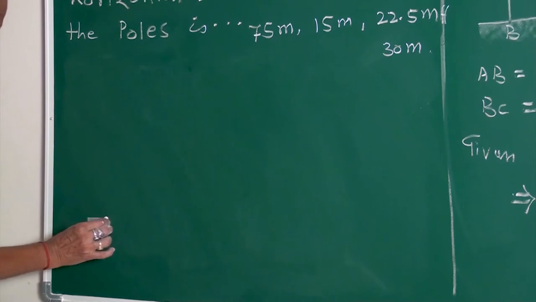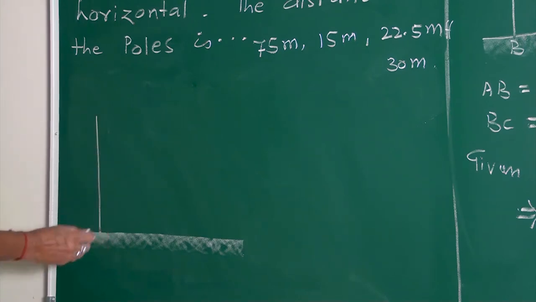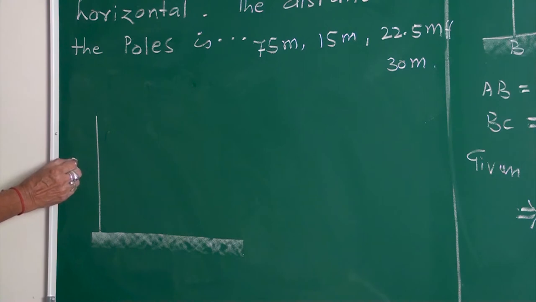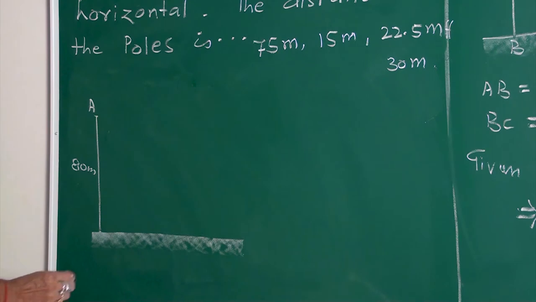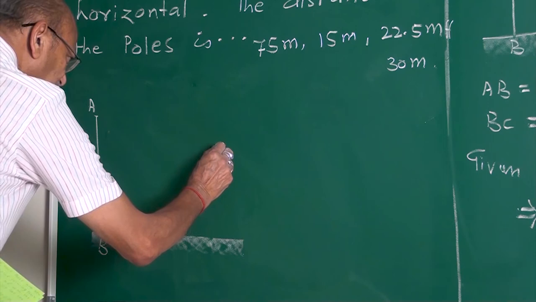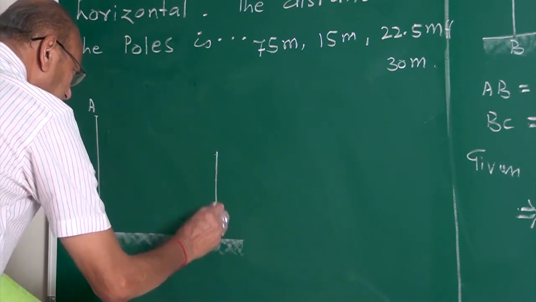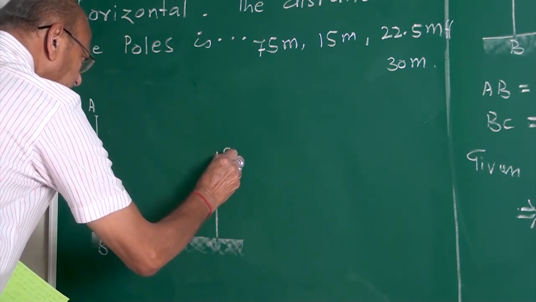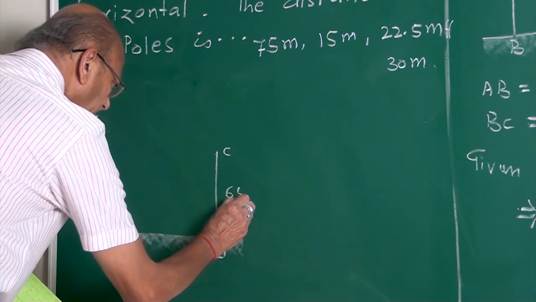Yes, friends, there are two poles. This is one pole, the first pole, here. You take this as 80 meter in height or length, you can denote this as 80. And there is another pole which is of shorter height. This is CD, and it is of length 65 meters.